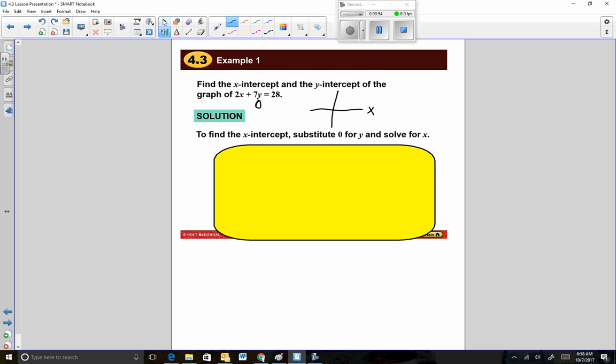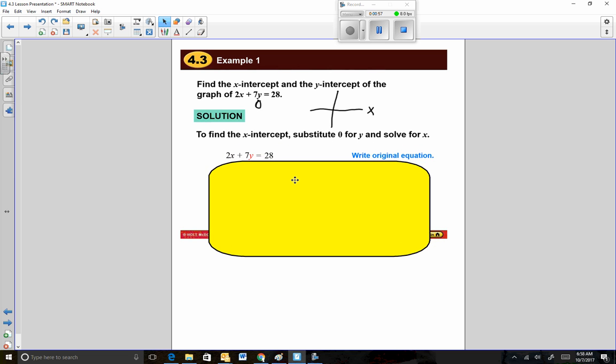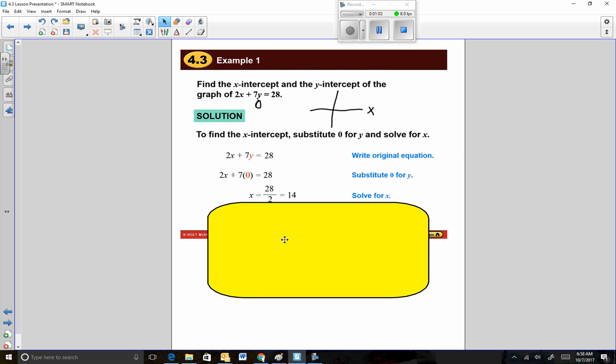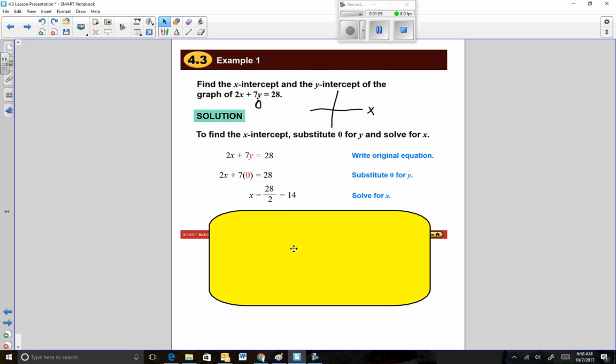Let's take a look at what we have here. We go ahead and place a 0 in for your y value, and you get x = 14. Perfect. Let's take a look at the next one.